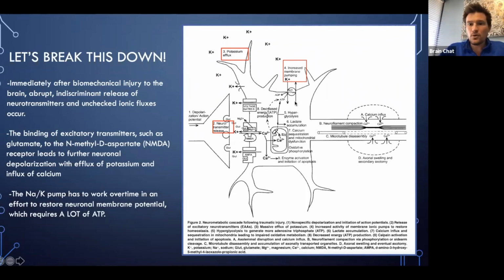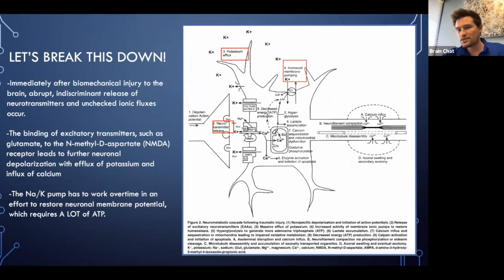So fourth on this image, increased membrane pumping. When there's an increased efflux of potassium, then the sodium potassium pump goes, oh crap, things aren't working the way that they should. We need to restore homeostasis. We need to balance this cell back to the way it was. And the way it does that is by engaging the sodium potassium pump.